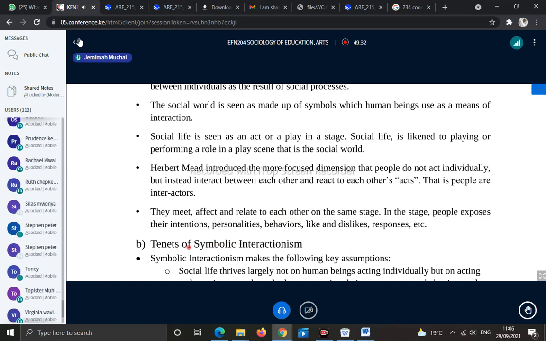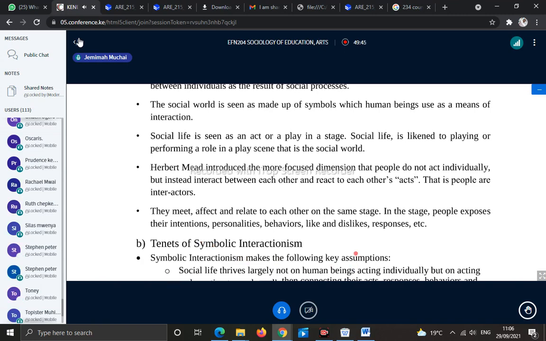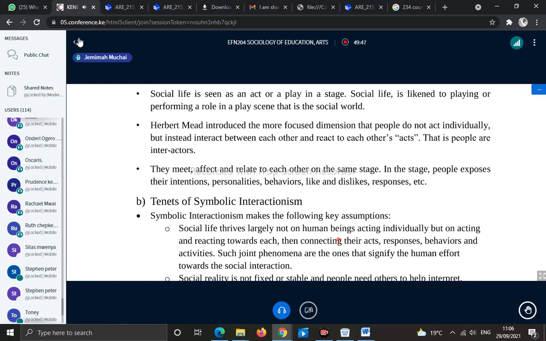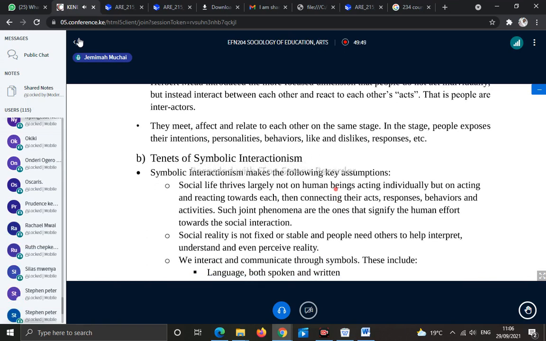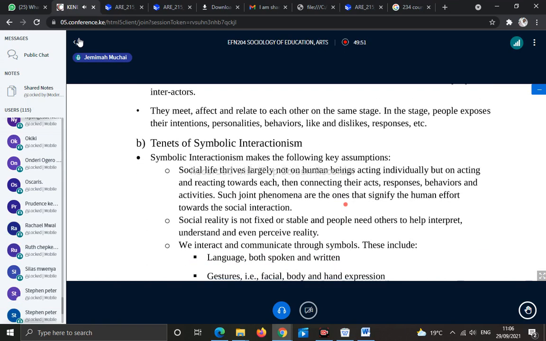So what are the assumptions of symbolic interactionism? We have said that symbolic interactionism is about the symbols that we use when we are interacting with each other. Symbolic interactionism makes the following key assumptions.